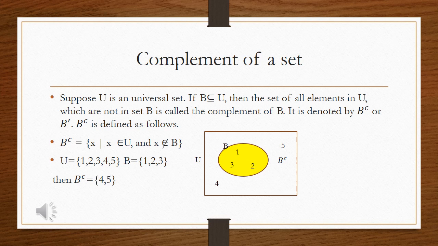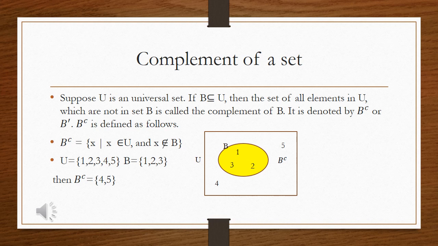Then how to write the complement of set B? Complement of set B means we have to choose the elements which are not from the set B. That means here in the complement set we cannot take the elements of the set B, that means 1, 2 and 3. So in the set complement of B or B dash, it contains the elements only 4 and 5. This set can be represented as B complement or B dash. So it is called the complement of a set B.